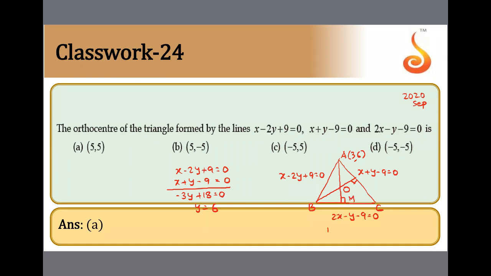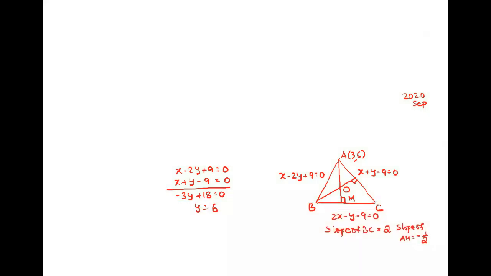The slope of BC is equal to 2. Therefore, slope of AM is minus 1 by 2. Now I'll take a whiteboard. Slope of AM is minus 1 by 2. Point is 3 comma 6. So equation of AM is y minus 6 is equal to minus 1 by 2 times x minus 3.